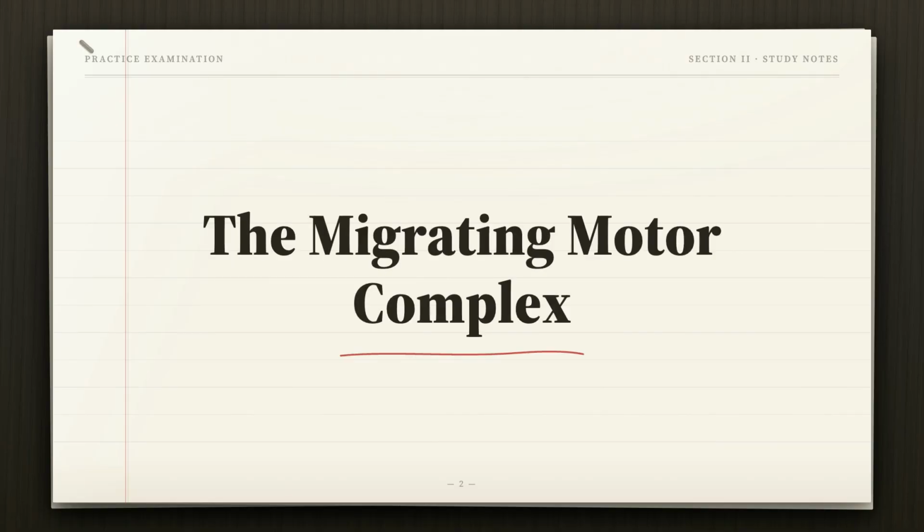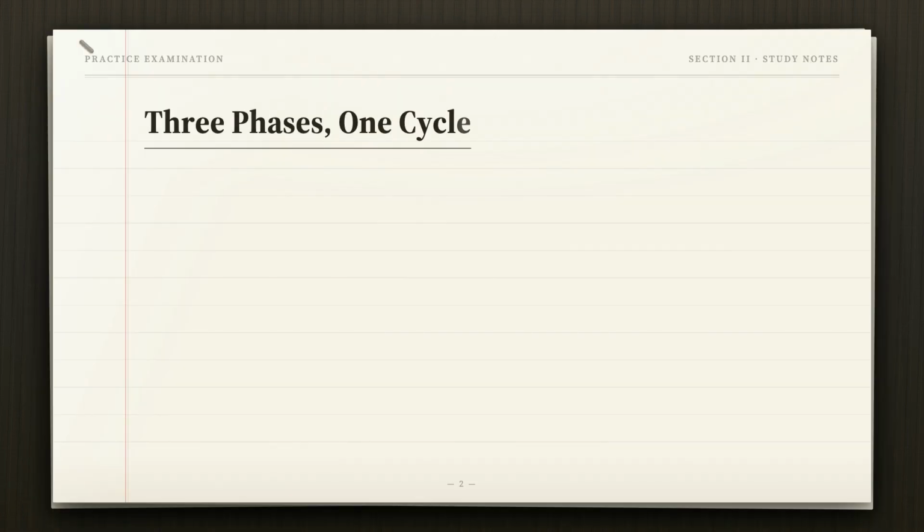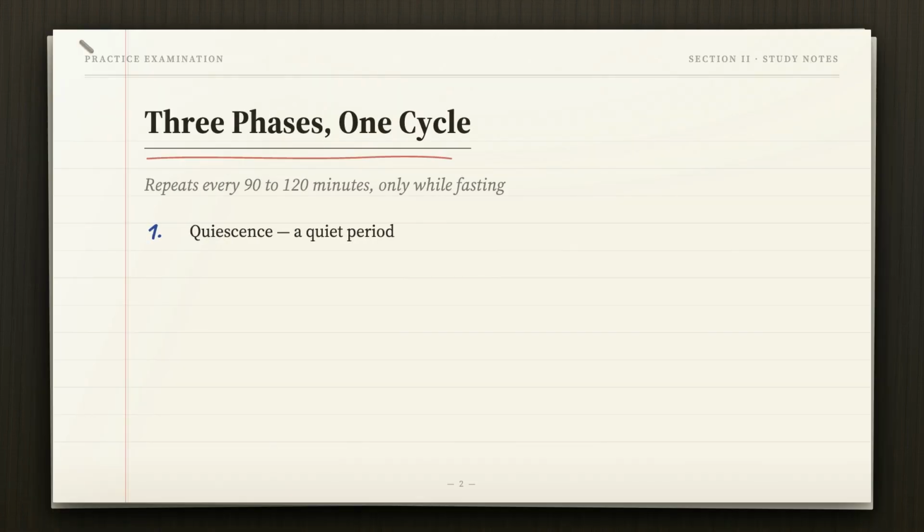That rumbling in an empty stomach isn't hunger itself. It's the sound of a housekeeping program called the migrating motor complex, sweeping the small intestine clean between meals. The cycle starts in the stomach and travels the length of the small intestine in 3 phases: quiescence, irregular contractions, and then an intense peristaltic burst.